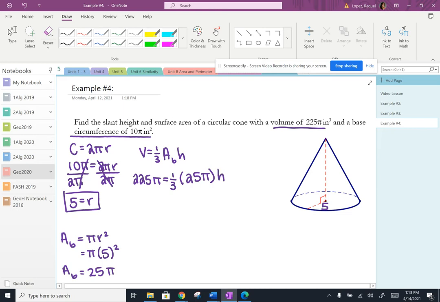Okay, so I see that 25 is not divisible by 3, and I don't really want to deal with decimals right about now. So the first thing that I'm going to do is divide both sides by 25 pi. Now here, our pi's are going to cancel out. 225 divided by 25 is going to be 9. So I'm left with 9 equals 1/3 h.